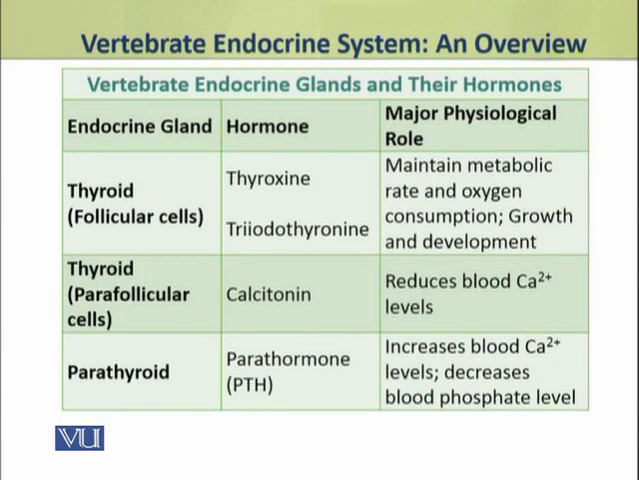Dear students, the next endocrine gland is the thyroid gland. Thyroid gland has 2 types of glandular cells. The follicular cells produce 2 hormones, thyroxine and triiodothyronine, while the parafollicular cells of thyroid produce 1 hormone that is called calcitonin. The next endocrine gland of vertebrates is the parathyroid gland. This produces one hormone which is called parathormone.